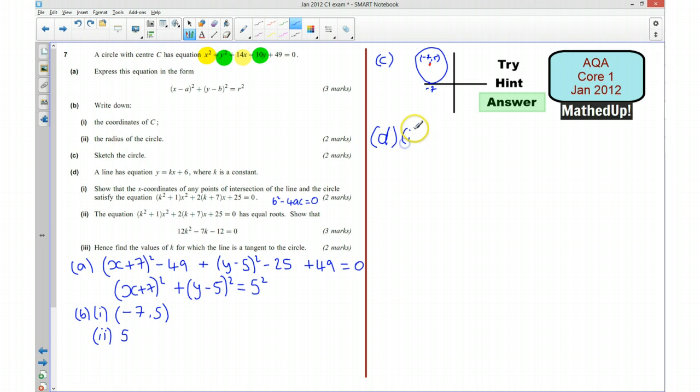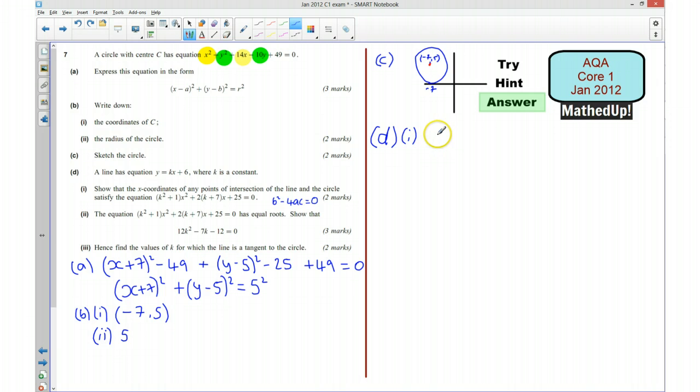Right, so for part D, we've got a line that has got equation y = kx + 6, where k is a constant. For the first part, we need to show that the x coordinates of any points of intersection of the line satisfy this equation here. So I'm first of all going to substitute y = kx + 6 into this here.